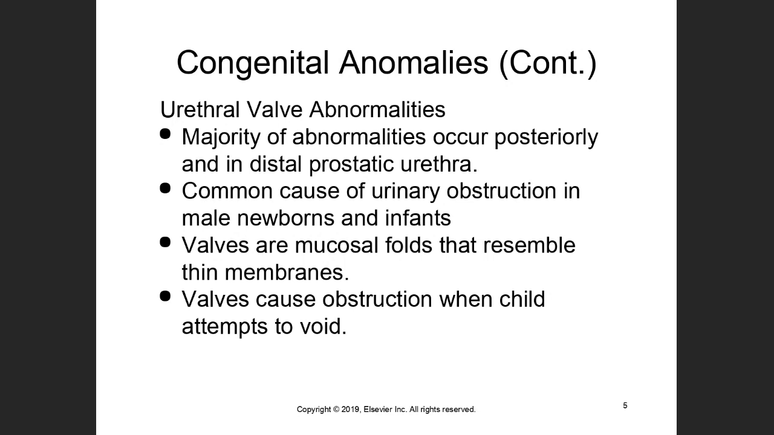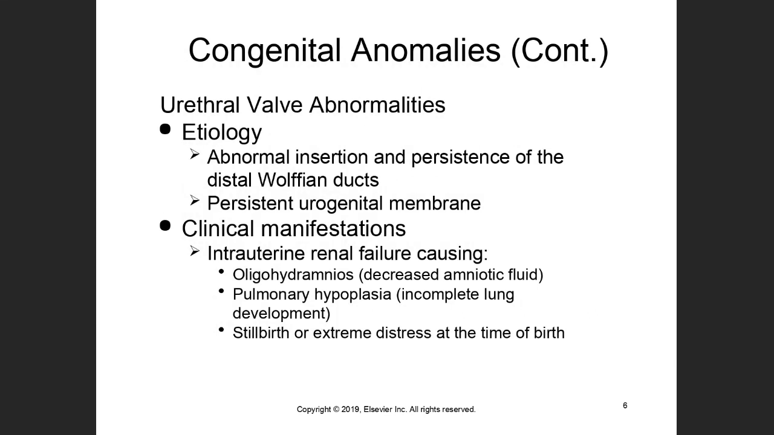Urethral valve anomalies. The majority of anomalies occur posteriorly in the distal prostatic urethra. It is a common cause of urinary obstruction. Valves are mucosal folds that resemble a thin membrane. Valves cause obstruction when the child attempts to void, and that's why you retain the urine and the patients have urinary stasis and develop frequent infection.